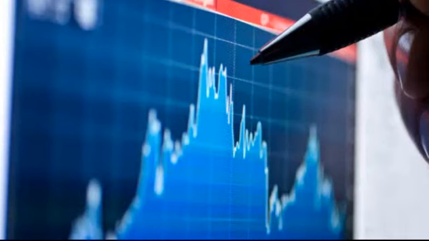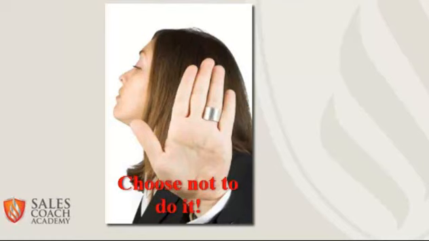And then, of course, there's the second group of people who don't do what we ask of them because they simply choose not to. They won't do it. So let's unpack this. Let's understand what's really going on behind this "I choose not to."